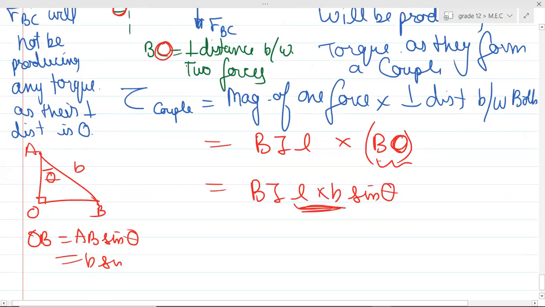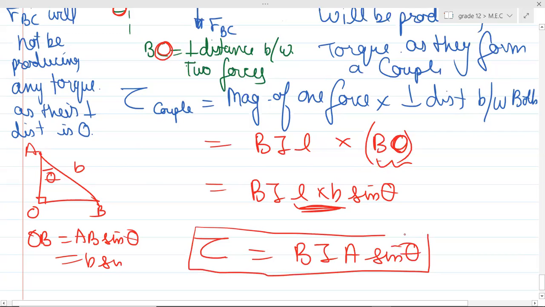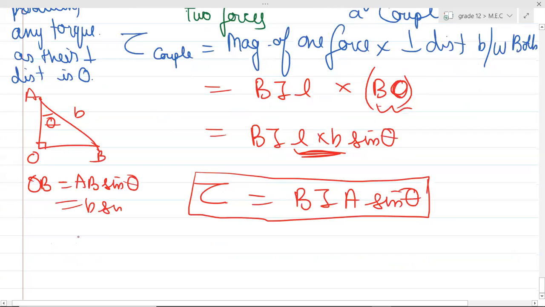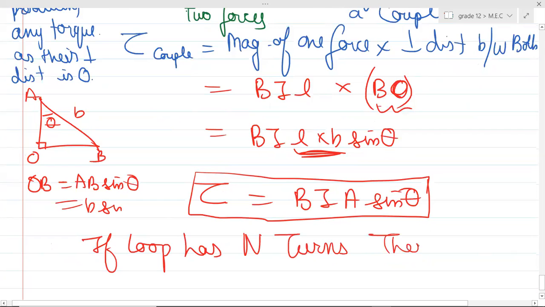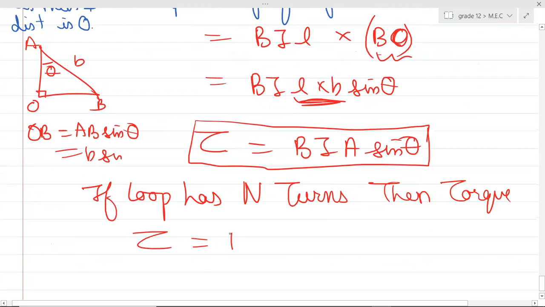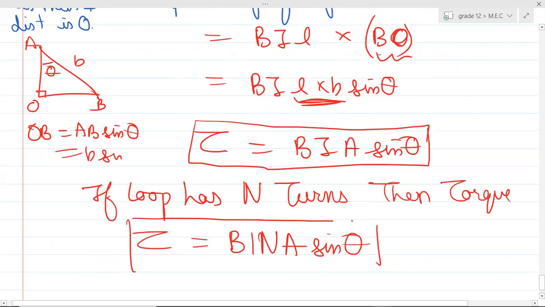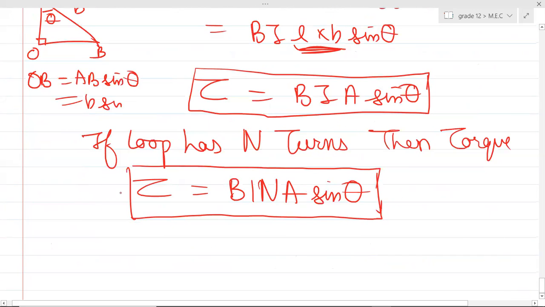And can you see the length into breadth becomes what? Area. So this is your torque acting on the loop. If a loop has n turns, then torque is equal to B I N A sine theta. So this is the value of torque. Please remember this.